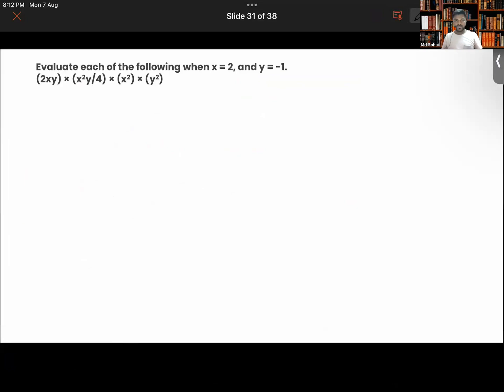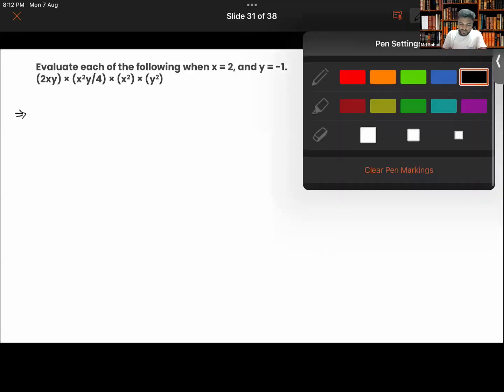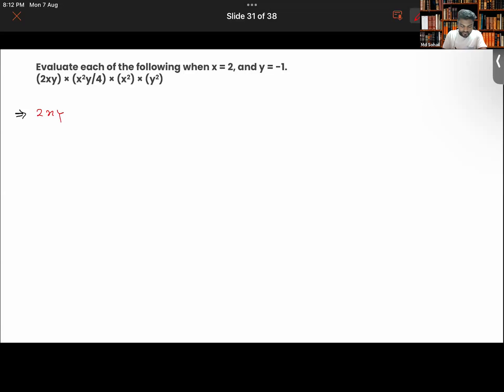Now, this one is also easy, right? In this expression, we need to evaluate it with two variables. First, we will put x equals 2, and then y equals minus 1. So the expression is 2xy into x square y upon 4 into x square into y square. Before we evaluate it using the values 2 and minus 1, what do you need to do first? We will see if it can be simplified further.